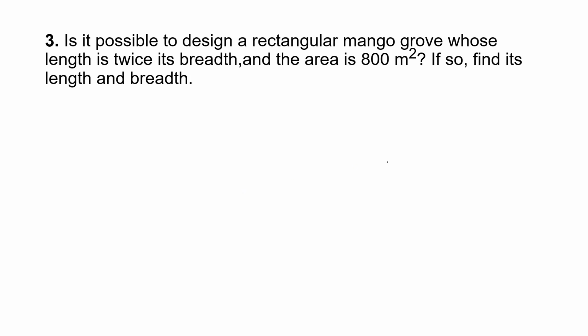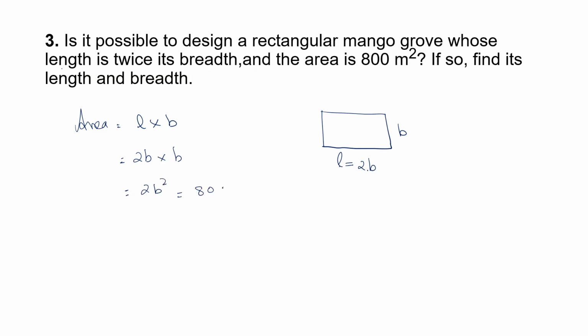Next question: is it possible to design a rectangular mango grove? Whatever it is, a rectangle, mango grove, orange grove, whatever it is, whose length is twice its breadth. Suppose breadth is b, length is twice its breadth, and the area is given. What is area? Length into breadth. So length is 2b and breadth is b. So area is 2b square, and that value is given as 800 meter square. So if this is the case, find the length and breadth. That's all.